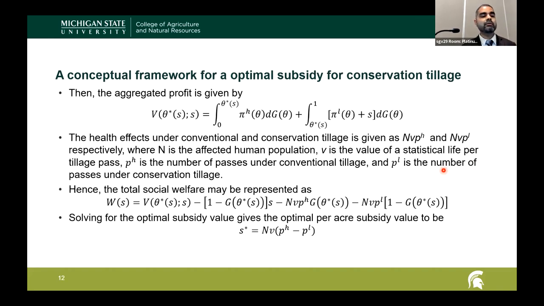Using this conceptual framework, we have the aggregated profit given by the area under these two curves with the subsidy amount. And for the social welfare aspect, we are only considering the health effects, given by M V P, where M is the affected human population, V is the value of statistical life per tillage pass, P_H is the number of conventional tillage passes, and P_L is the number of conservation tillage passes. Hence, the total welfare would be the aggregated profit from both tillage types, minus the subsidy given for the acres of tillage, minus the health effect of both tillage types. There's a complicated calculus which basically boils down to the fact that the optimal subsidy is given by the formula M times V times (P_H minus P_L).